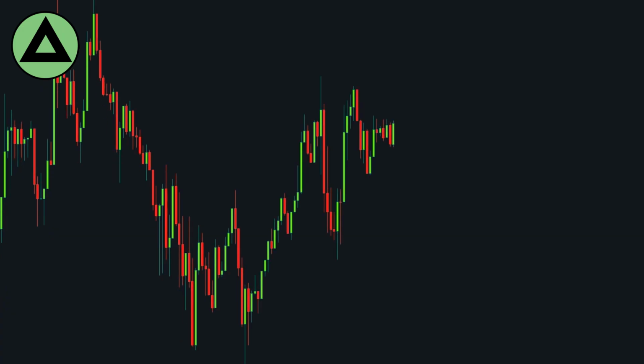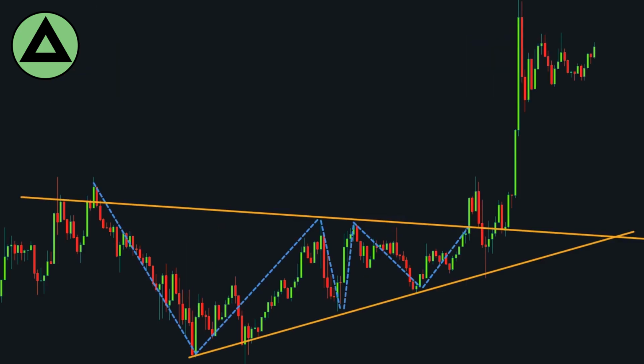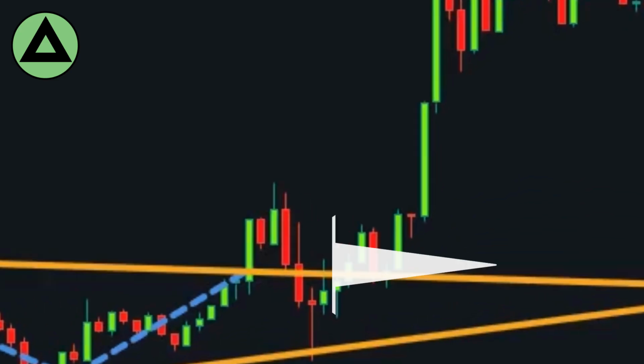Here's what it looks like. Price was bouncing inside this triangle, squeezing tighter and tighter. See how it then broke out sharply to the upside? That big jump is your signal for action.